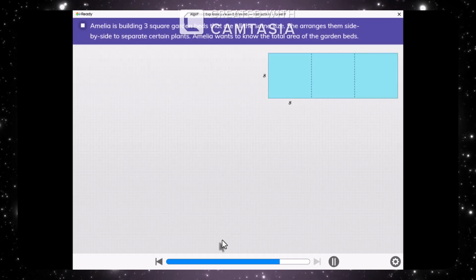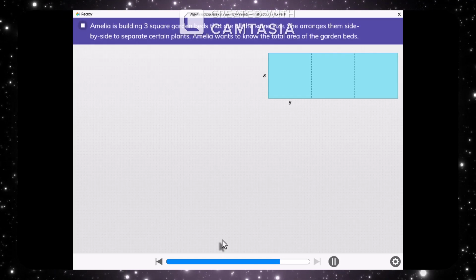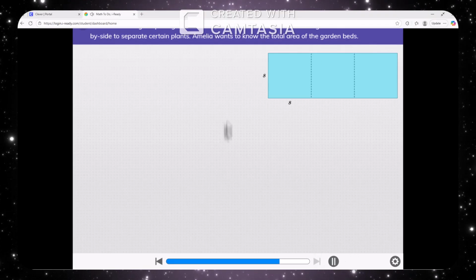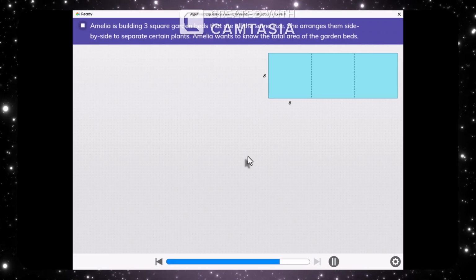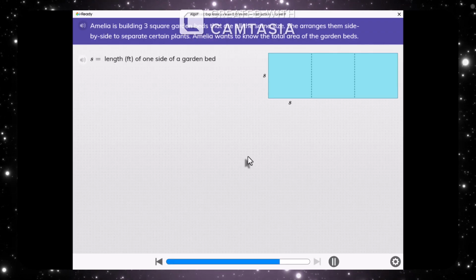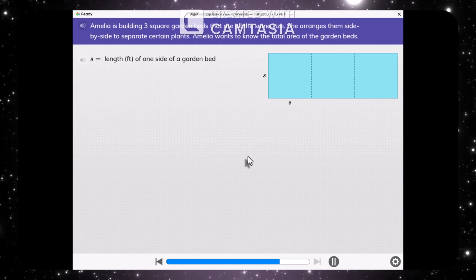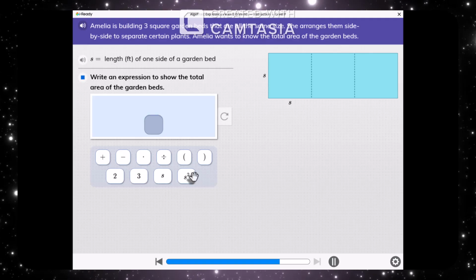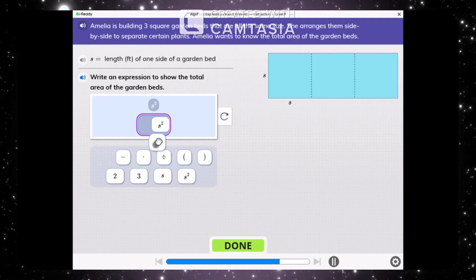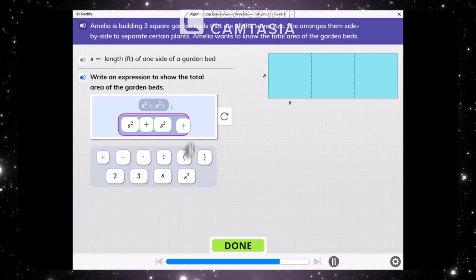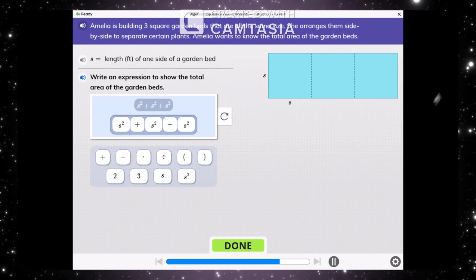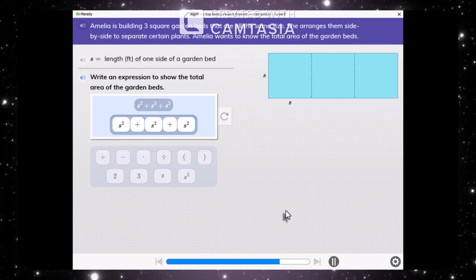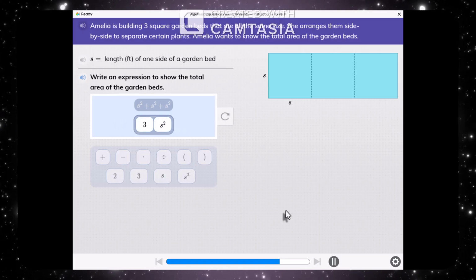Amelia is building 3 square garden beds that are all the same size. She arranges them side by side to separate certain plants. Amelia wants to know the total area of the garden beds. Let S be the length in feet of one side of a garden bed. Okay. Write an expression to show the total area of the garden beds. S squared plus S squared plus S squared. Because it's 3. That's right. This expression can also be written as 3s squared.